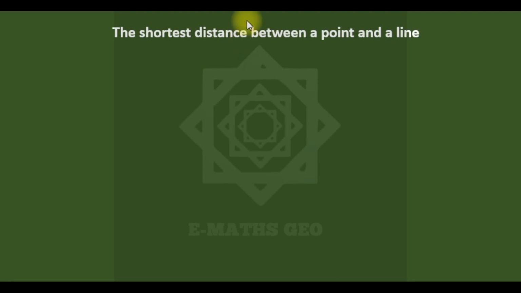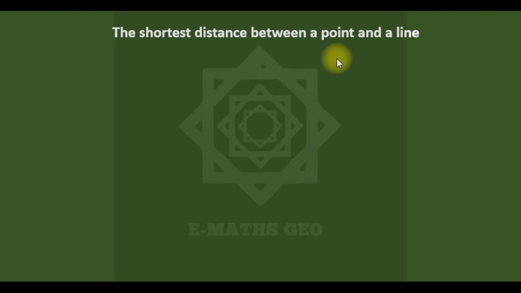Okay, welcome. Today we'll be looking at the shortest distance between a point and a line. Because you might be given a point and a line and you're asked to find the shortest distance, which is the perpendicular distance. So that's the shortest distance.